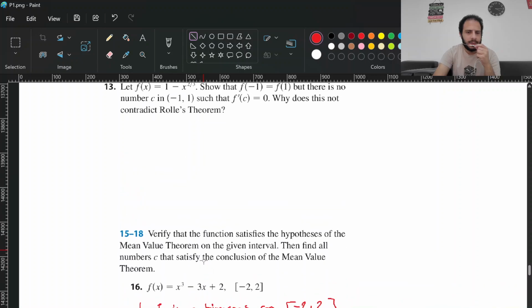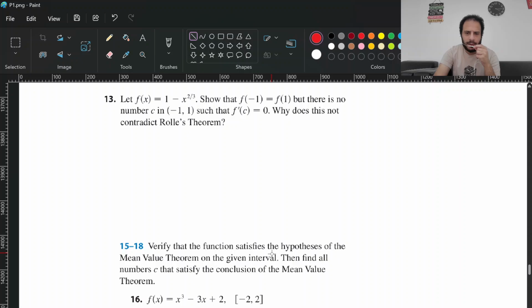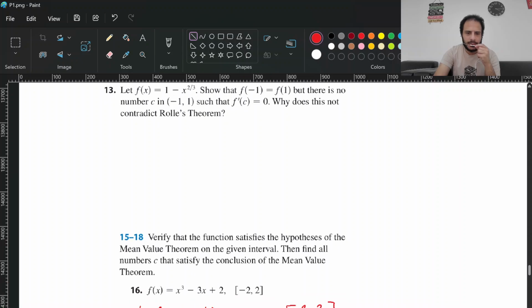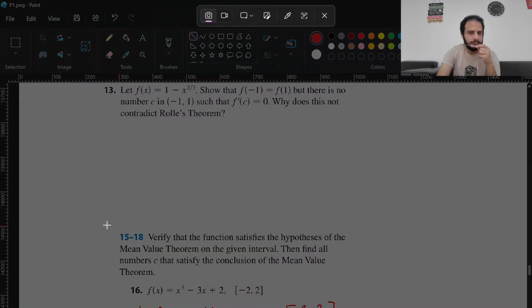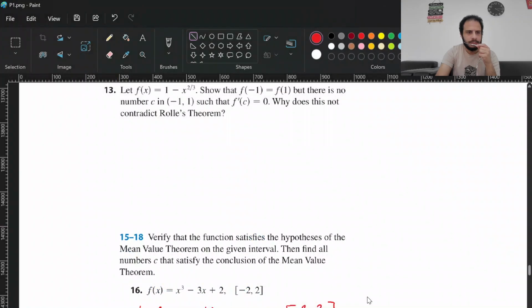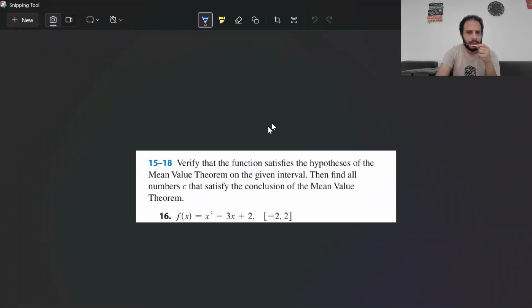Now let's solve this one, the last one. I think yes, it will be the last one, because it will take nearly 5 minutes to solve this. So verify that the function satisfies the hypotheses of the mean value theorem on the given interval, then find all numbers c that satisfy the conclusion of the mean value theorem.